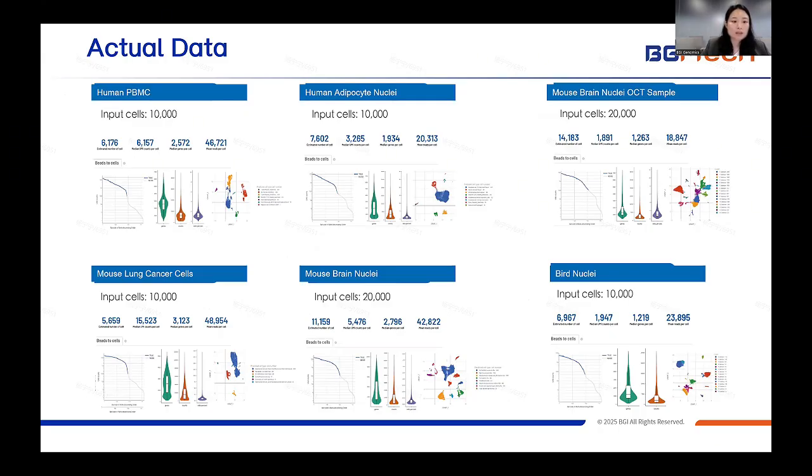Also, there are some mouse samples, such as mouse lung cancer cell samples and mouse brain nuclear samples. The capture rates are also about 50%, and gene detection is about 2,000 to 3,000. For complex samples such as OCT embedded samples commonly used in spatial transcriptomics technology, single cell data is also available.